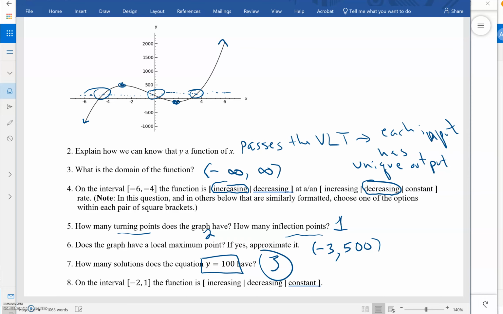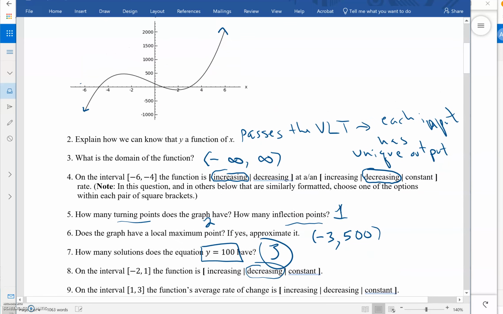Number 8, on the interval -2 to 1, the function is increasing, decreasing, or constant. Okay, let me clean all this up so we can see this a bit better. So from -2 to 1, that's here to here, somewhere in there, the function is going down, right? It's going down. It's decreasing.